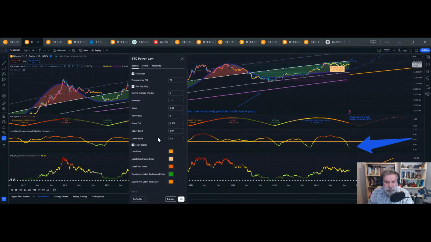The lower band is about 60% from the trend. So basically 40% of the value of these. And so it catches very well all these bottoms. This almost perfectly, this bottom here. You have an upper one.